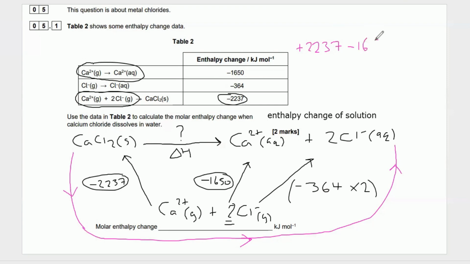My purple arrows go in the correct direction with the enthalpy of hydration. So we're just going to go 2237 minus 1650, or plus minus 1650, however you want to write it, plus minus 364 times 2. Smash that all in your calculator and you're going to get your answer for 2 marks. You should get an answer of minus 141 kilojoules per mole. And there you go.